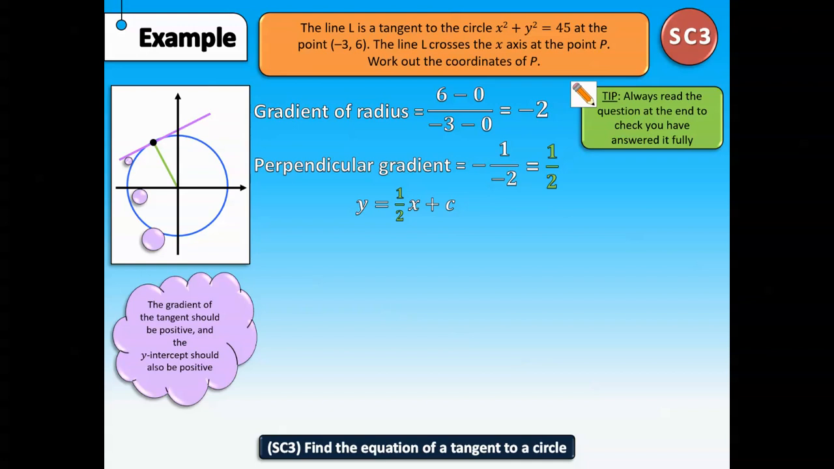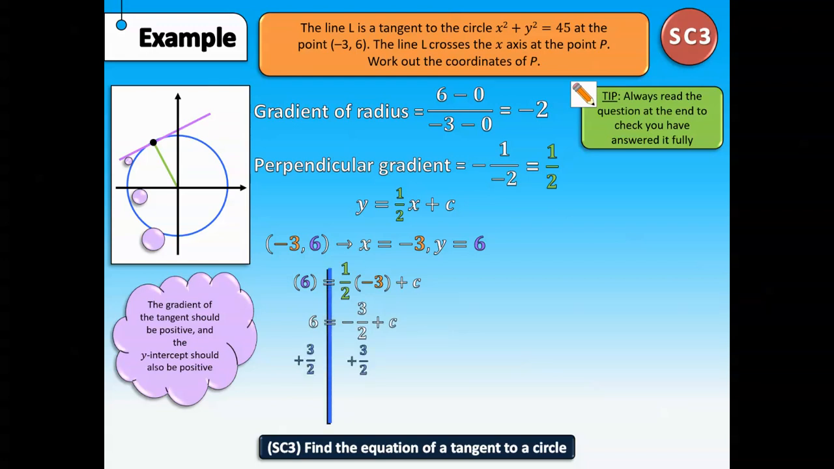So that means the tangent will have the equation y equals a half x plus c. So we need to work out what c is. So we substitute in minus 3 and 6. And then we work out what c is. So c is 15 over 2. So that means the equation of our tangent is y equals a half x plus 15 over 2.